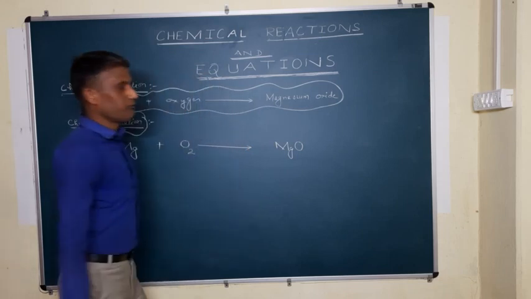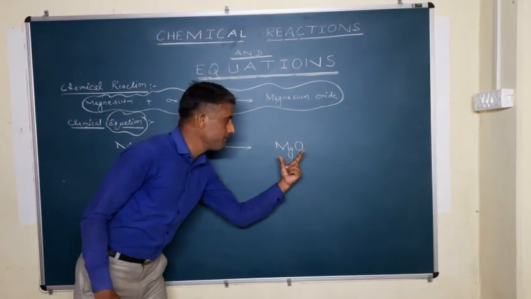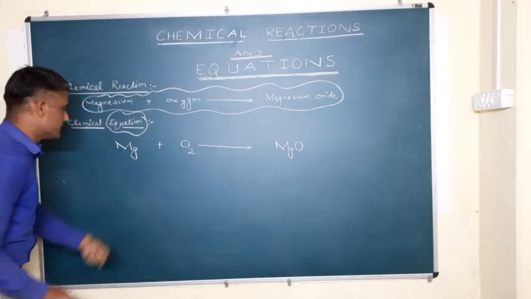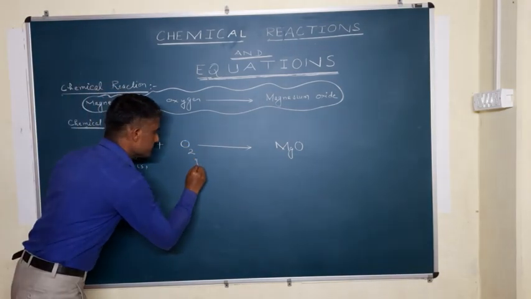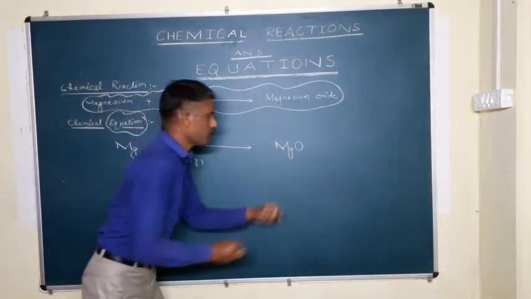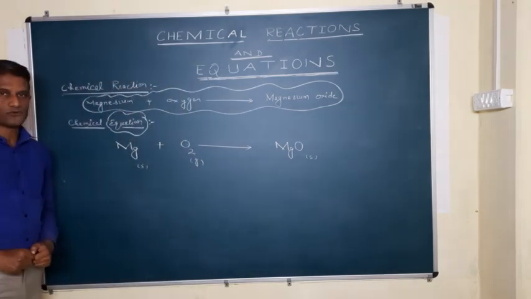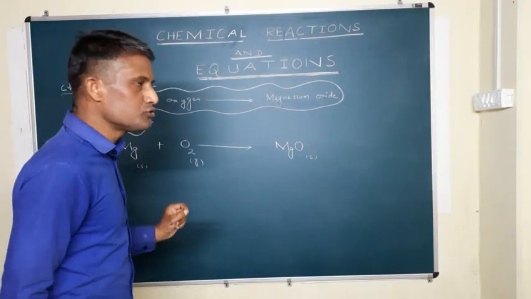This is the chemical formula for magnesium oxide. This is going to be a white powder, magnesium oxide, and here the physical states are: magnesium is in solid state, oxygen is in gaseous state, and magnesium oxide is in solid state. Now this is a chemical equation, but it is not enough here, because we need to balance our chemical equation.